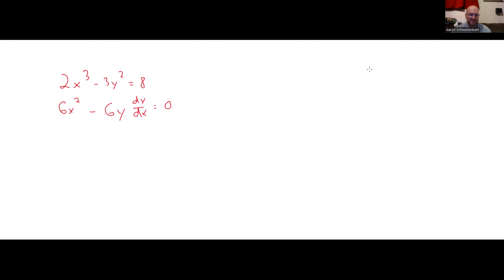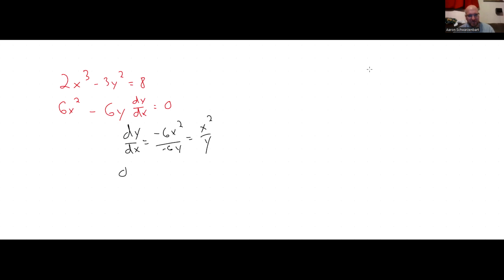When I solve this, I subtract the 6x squared and divide by the 6y, and I end up with dy/dx equals negative 6x squared over negative 6y. And I want to simplify this as much as I can because I'm going to take the derivative again. So dy/dx equals x squared over y.